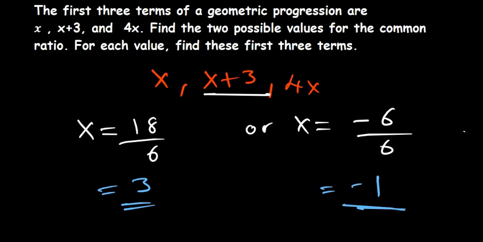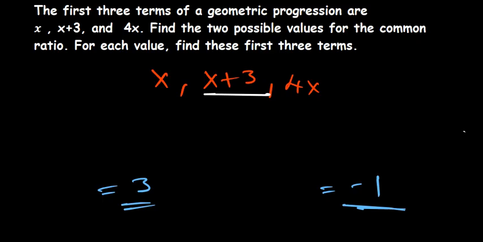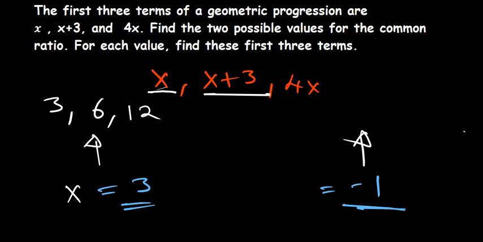Okay, so to find the first three terms, in fact, we've been asked to find the two possible values of the common ratio. First of all, we can substitute and find the first three terms. For the case where our x is 3, we end up with 3, then 6 for the second term, and 4 times 3 gives us 12. For the other case, x is negative 1, then negative 1 plus 3 is 2, and then negative 4. So these are the three terms for each case.